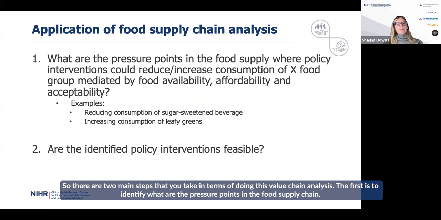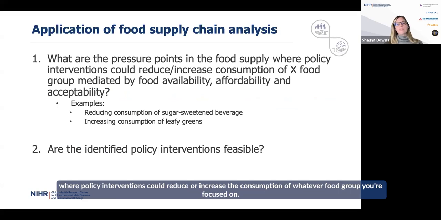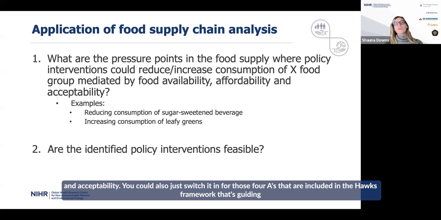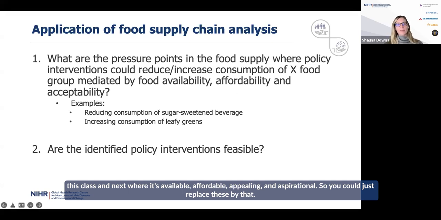So there are two main steps that you take in terms of doing this value chain analysis. The first is to identify what are the pressure points in the food supply chain where policy interventions could reduce or increase the consumption of whatever food group you're focused on by mediating its availability, affordability, and acceptability. You could also just switch it in for those 4 A's that are included in the Hawks framework that's guiding this class and next, where it's available, affordable, appealing, and aspirational. So you could just replace these by that. So examples are reducing consumption of sugar sweetened beverages or increasing consumption of leafy greens.